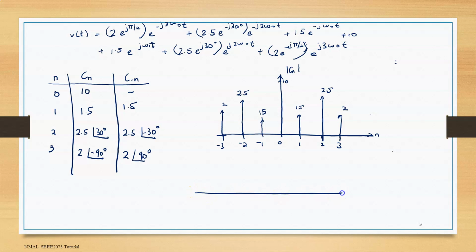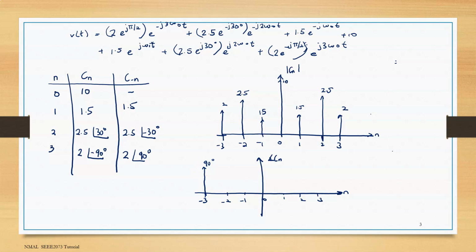And another one you have is a spectrum plot for phase. So for phase, plot against the n. We have n equal to negative 3, negative 2, negative 1, 0, 1, 2, 3. For n equal to negative 3, you refer back here. C negative n means the negative part. The phase here is 90 degrees, so you plot 90 degrees.